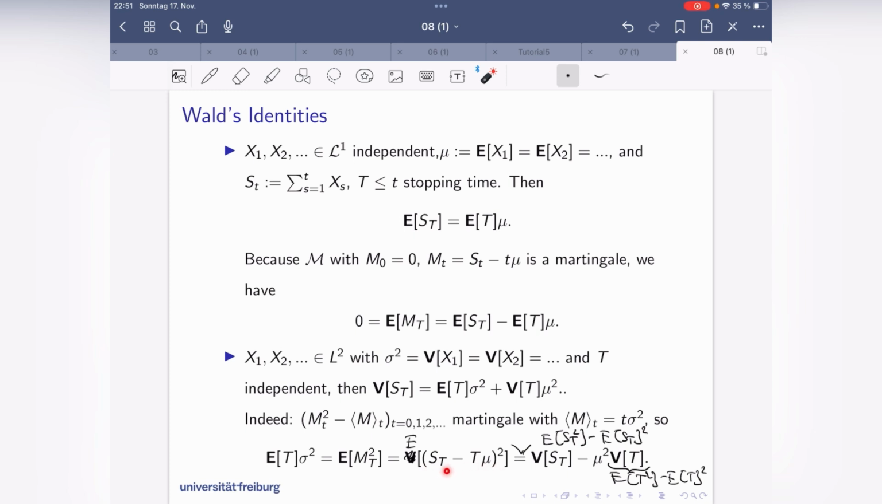When you multiply this out, you need that T and S_T are independent. And then you see that by computing the square here, you get S_T squared, you get mu squared T squared, and you get 2 times S_T T mu. And since they're independent, you get a minus 2 times something plus this thing here, and you end up exactly with what's written here. Okay, these were these Wald's identities.